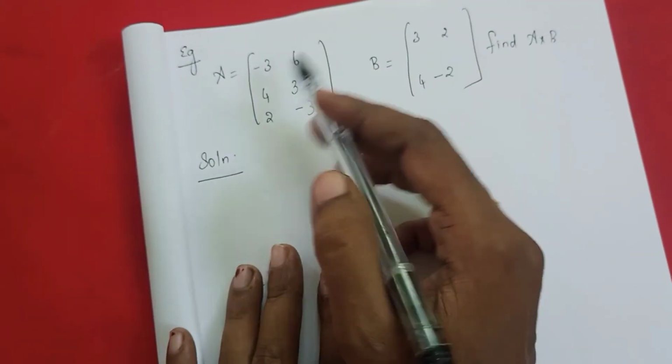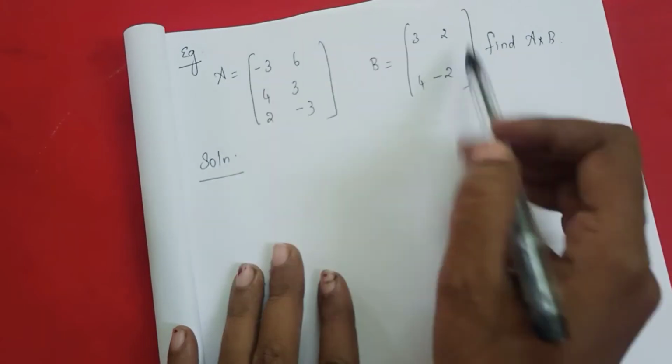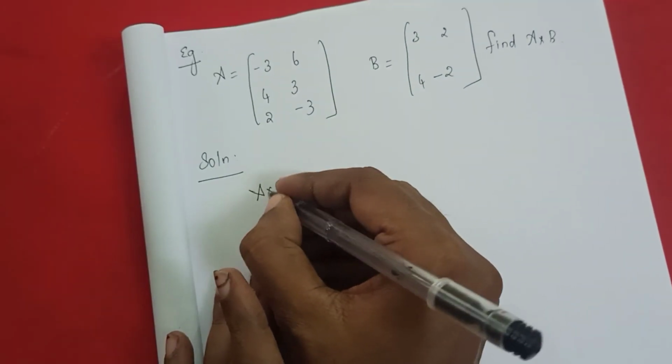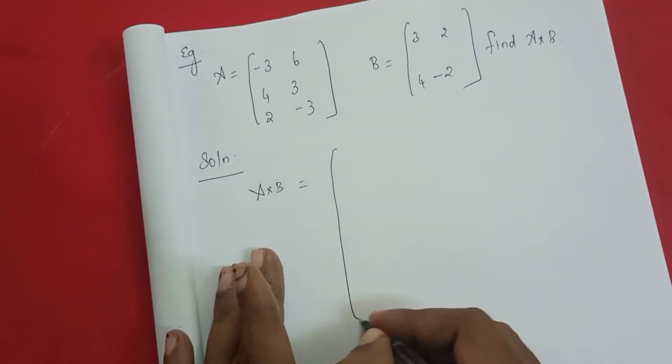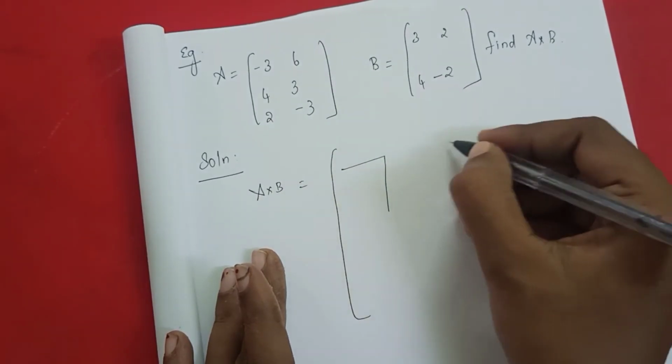Find A cross B. How will I find A cross B? First row, first column, first row, second column. Is it right? So we will use the 7 method. Then only it will be very easy for you.